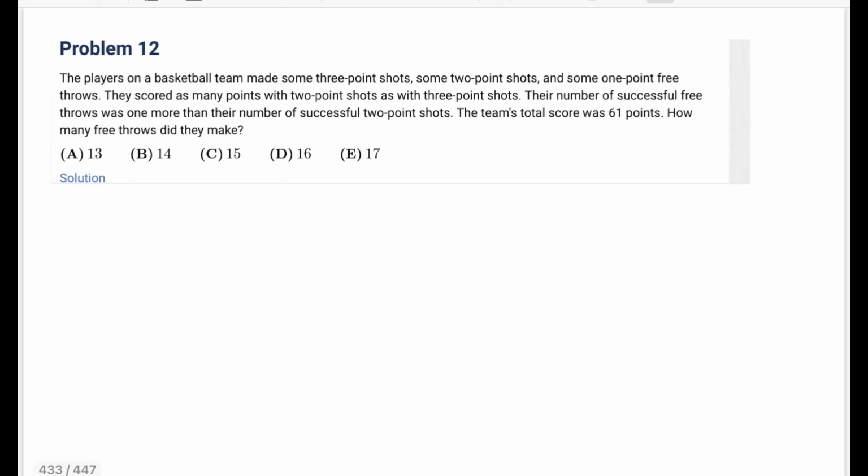Number 12. The players on a basketball team made some 3-point shots, some 2-point shots, and some 1-point free throws. So let's say they made A 3-point shots, B 2-point shots, and C free throws. They scored as many points with 2-point shots as with 3-point shots. Okay, so this tells me that 3A equals 2B, and the number of successful free throws was one more than their number of successful 2-point shots. So C equals B plus 1. The team's total score was 61 points.